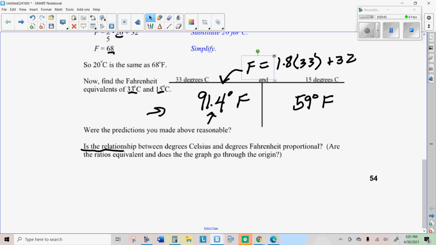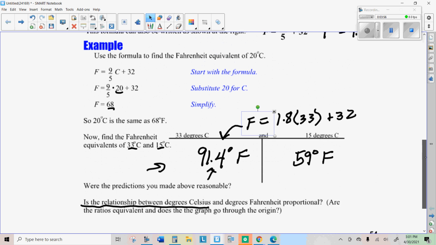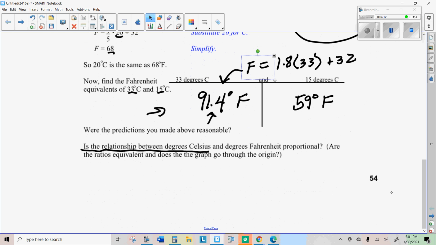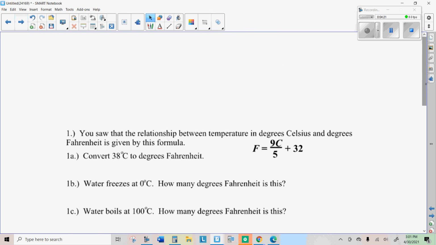Just a quick question, is the relationship between Celsius and degrees Fahrenheit proportional? Are the ratios equivalent? Would the graph go through the origin? And the answer to that question is no, because of this adding 32. That 0 degrees Celsius is the same as 32 degrees Fahrenheit, so that the point 0, 0 is not on this graph. But it is linear, it does go up by the same amount, it goes up by 1.8 degrees Fahrenheit for each degree Celsius. All right.